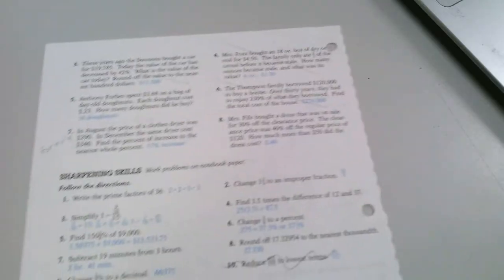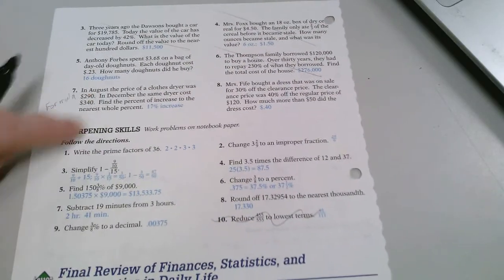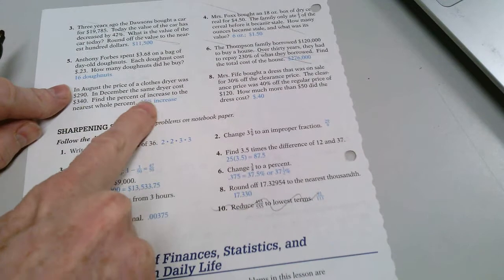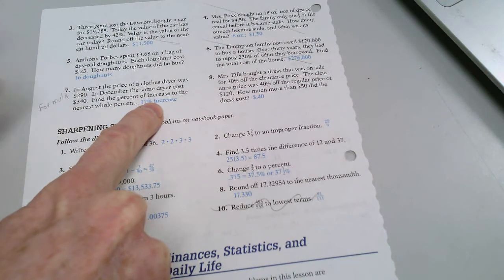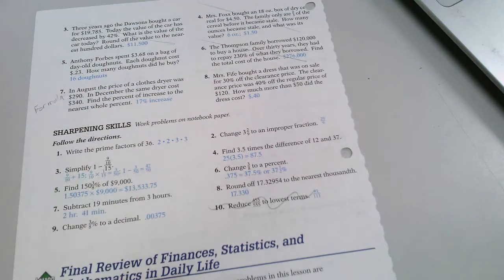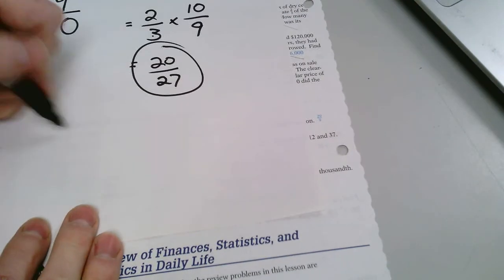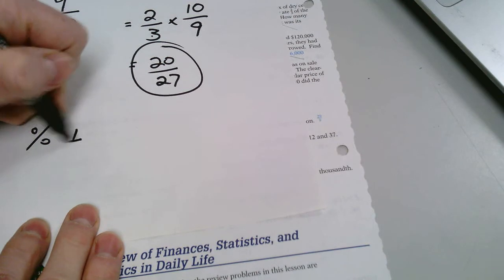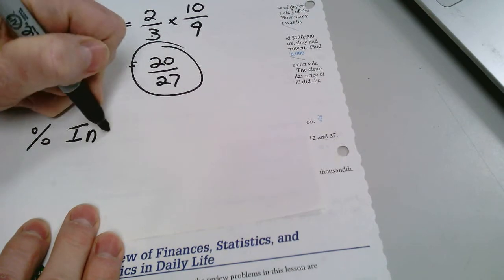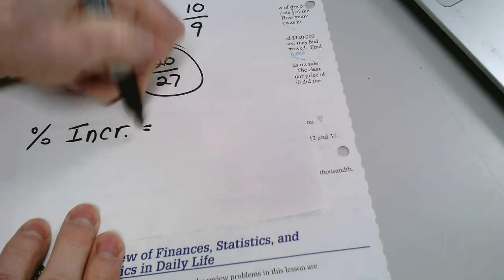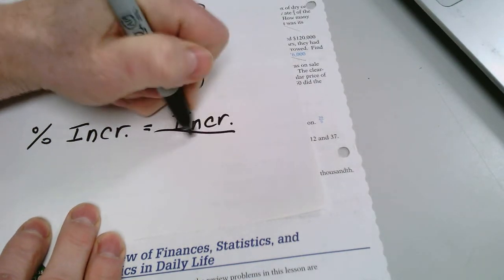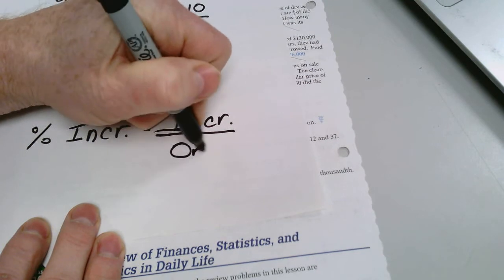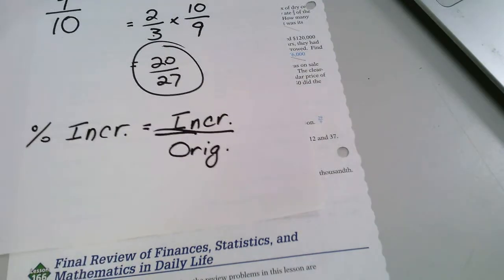Don't forget for question number 7, right here, it talks about percent increase. So you have to have the formula. And you know how good your memory is for percent increase. Remember this? Percent increase equals the increase over the original. And that's how you'll solve that.